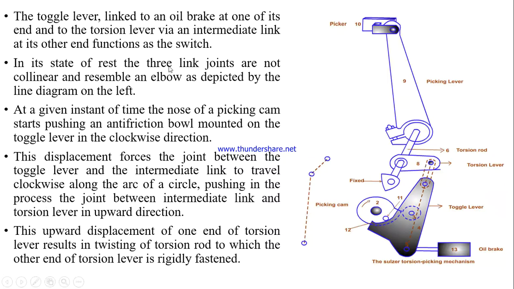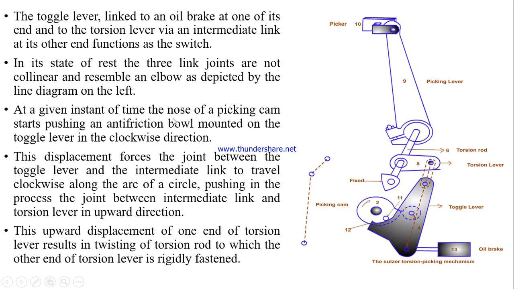In the state of rest, the three link joints are not collinear and resemble an elbow, as depicted by the line diagram on the left. So these three elements, toggle lever, the intermediate link, and this torsion lever, are basically not collinear in the rest position. This kind of non-linear configuration will be there during the rest position.